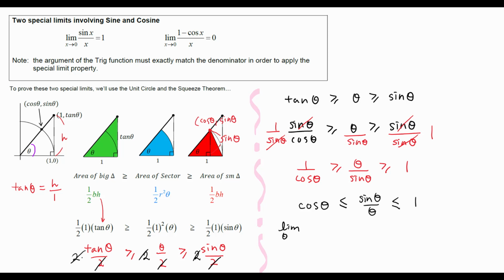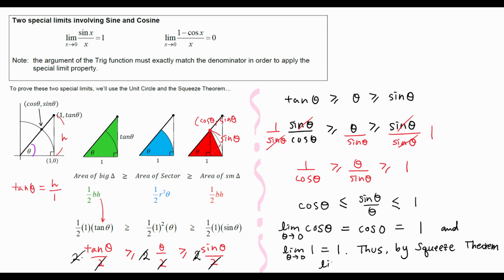The limit as theta approaches 0 of cosine theta, we can do direct substitution here. So this will go to cosine of 0, and cosine of 0 is 1. And the limit of a constant function is the constant itself, as we learned. Thus, by the Squeeze Theorem, the limit as theta approaches 0 of sine theta over theta equals 1 as well.